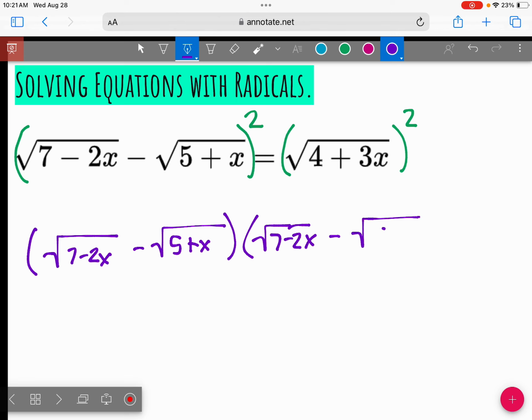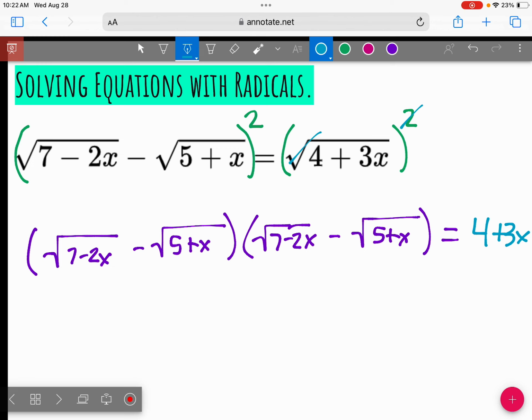That's what I mean by square the whole side. My right-hand side is less gross. My right-hand side, my radical canceled out, and we just have 4 plus 3x. Why doesn't it just cancel out?